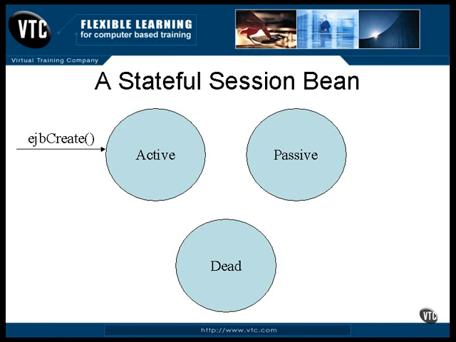When your program first makes contact with a bean, it's created and stored in active memory. It stays there as long as you keep calling its methods from your program. It's possible for the bean to throw some kind of exception while executing a method call. When that happens, the bean is immediately removed from memory. The client can also call the remove method to remove a bean from memory. This causes the container to call the EJB remove method and kill the bean.